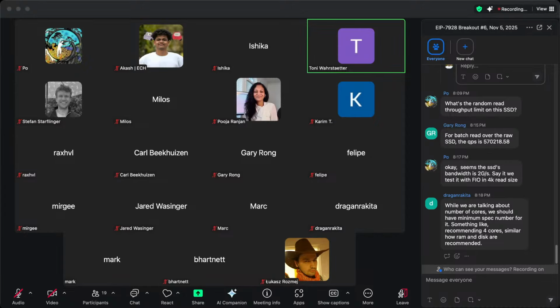I just see Dragon in the chat. There is EIP-7828, if I remember correctly, that defines minimum hardware specs. EIP-7828, am I correct? Yes. I will post it into the chat.